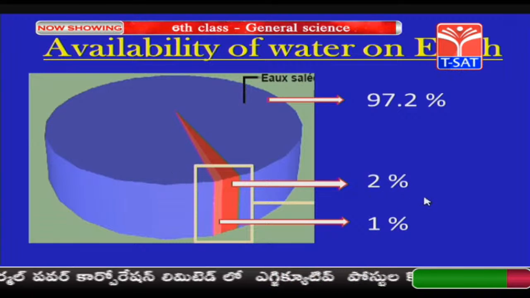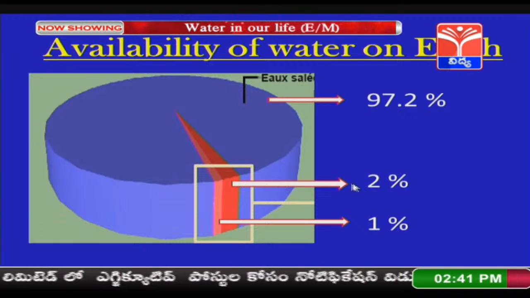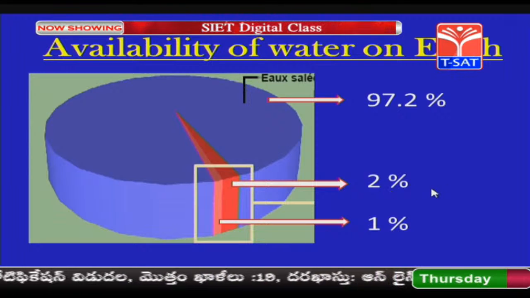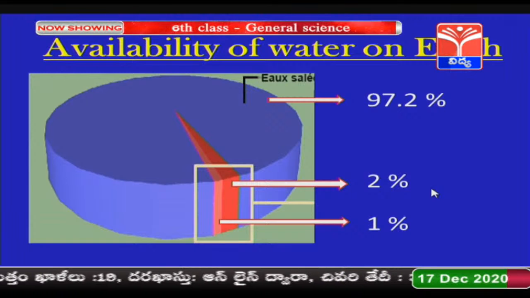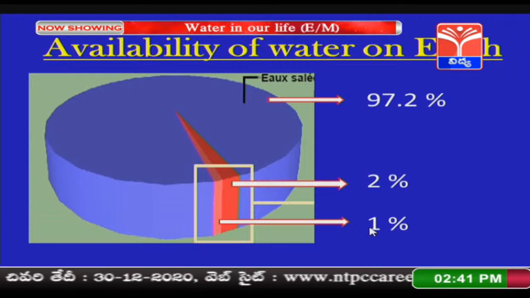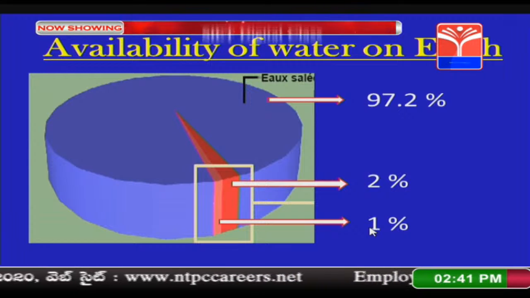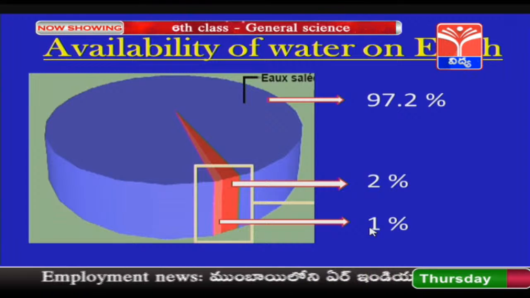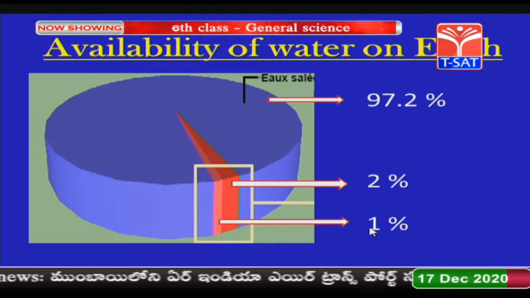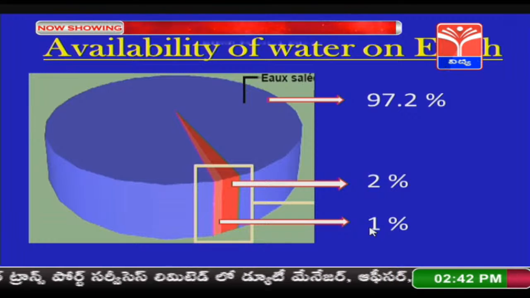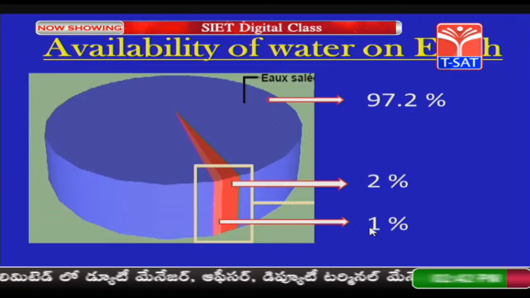This 2% amount of water is present in the form of glaciers or ice caps at the polar regions. Look at this 1%, children. This 1% is the fresh water which we find in the rivers, lakes and even the ponds. So, this fresh water is useful for human beings and animals for drinking purposes.